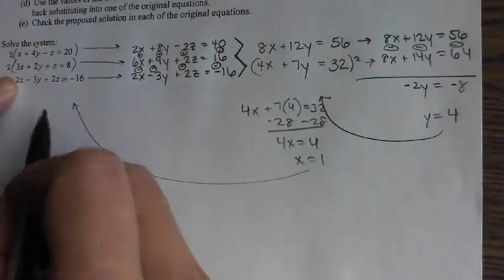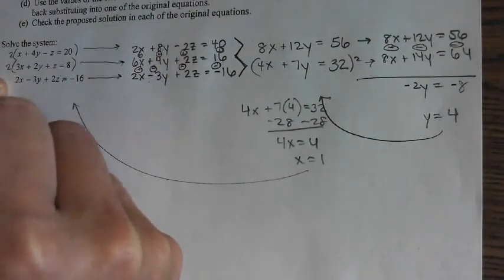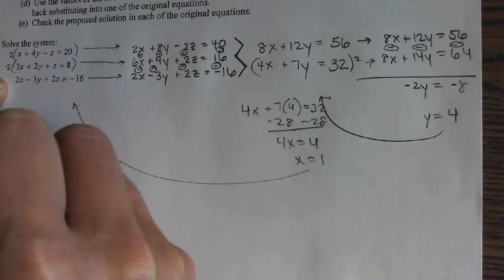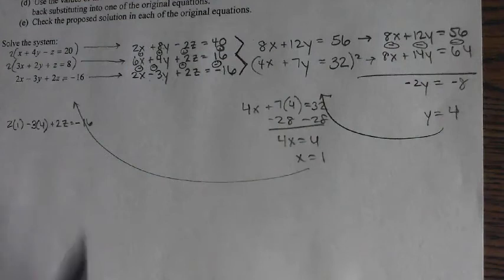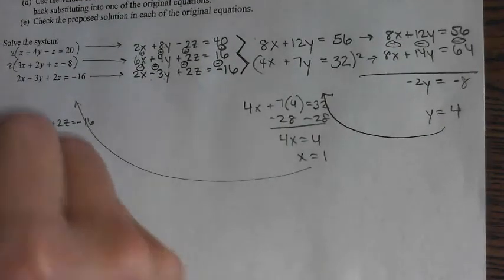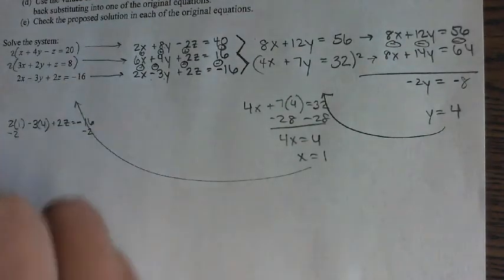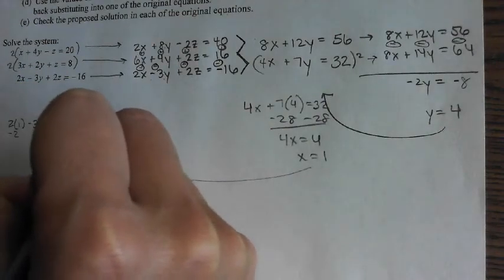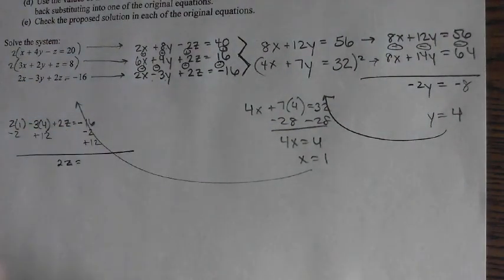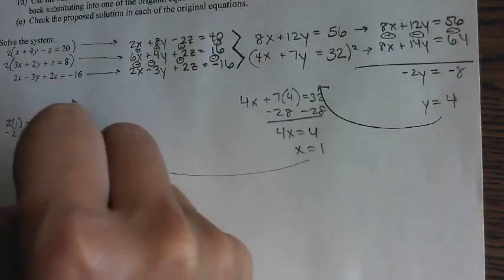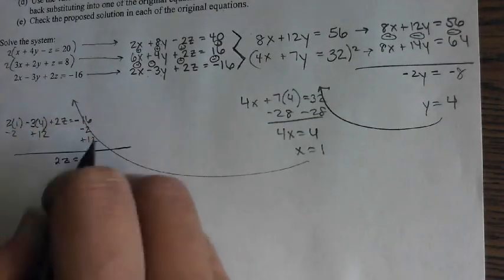So I'll do the last original. 2 times 1 minus 3 times 4 plus 2z equals negative 16. So I'll subtract this 2 over. I'll add this 12 over. Negative 18 plus 12, negative 6. Z equals negative 3.